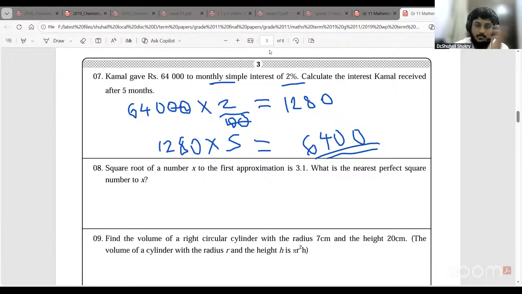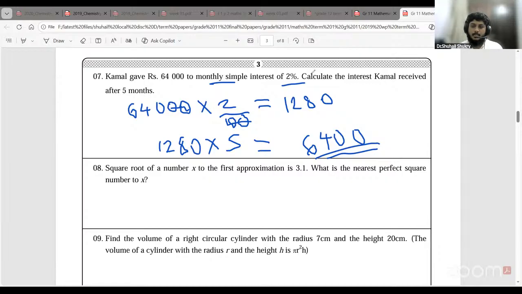Now, let's see question number 8. In question number 8, they have given that the square root of a number x to the first approximation is 3.1. So what is the nearest perfect square number to x? Now, the square root of a number x to the first approximation is 3.1.